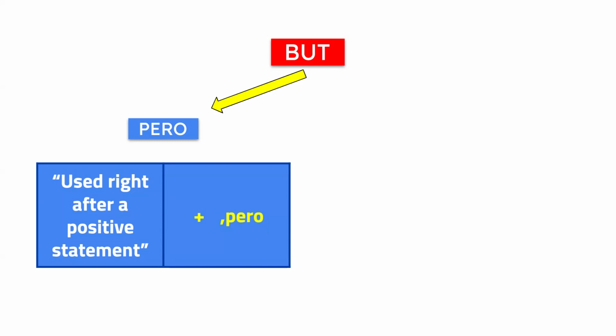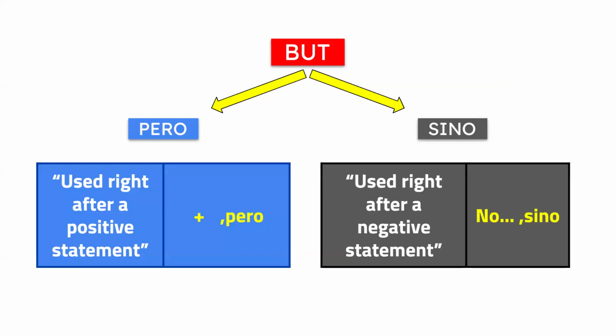Okay, and when do we use sino? Well, in order to use sino, we need the first part of the phrase to be a negative statement. So, in other words, it must start with no. No, the phrase, and then we use sino. This is going to be clear in the following examples.